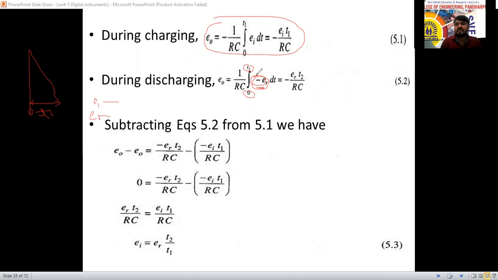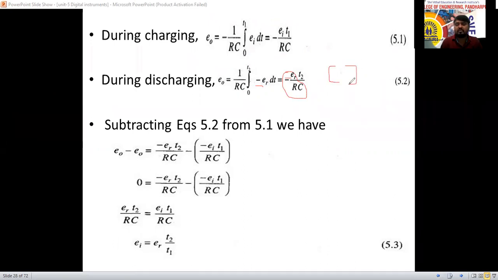During this condition, again ER is a constant here. So minus ER and 1 by RC we will keep separate. We'll separate this one here. Again, the integration of 1 with respect to dt is t only. Again it is t, and the limits are 0 to T2. So we'll get the output answer as T2 minus 0.